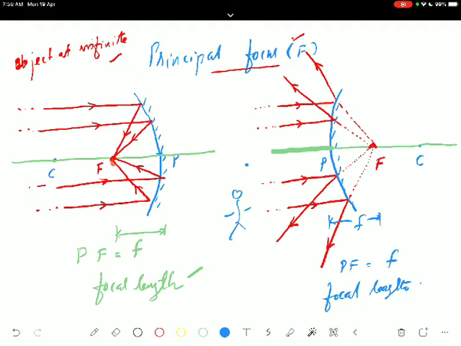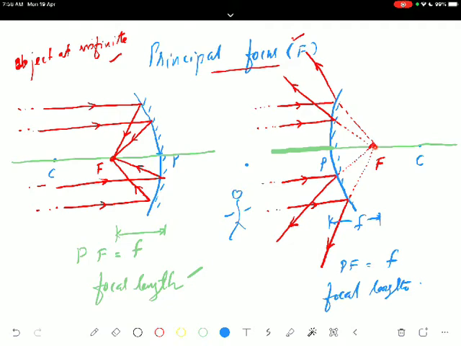All of you listen to the definition. Rays parallel to principal axis, after reflection from a concave mirror, converge to a point on the principal axis. This point we call the principal focus. And in the case of convex mirror, rays parallel to principal axis, after reflection, appear to come from a point on the principal axis. This point is known as principal focus. The distance between P and F, pole and principal focus, is known as focal length.